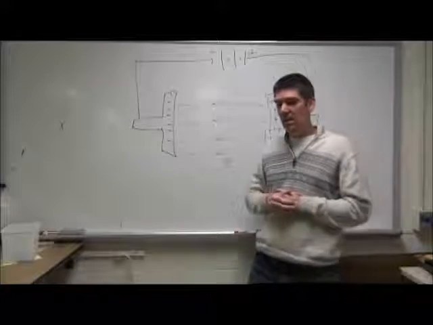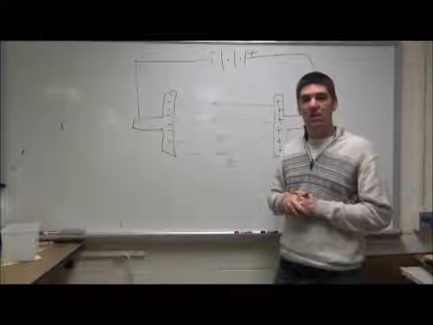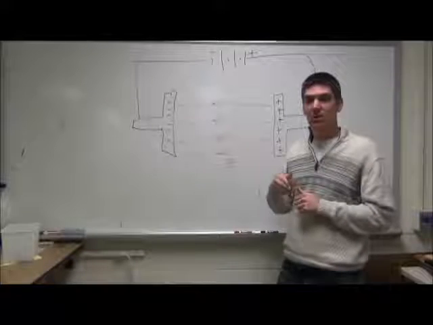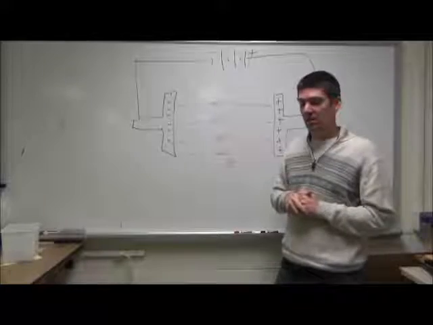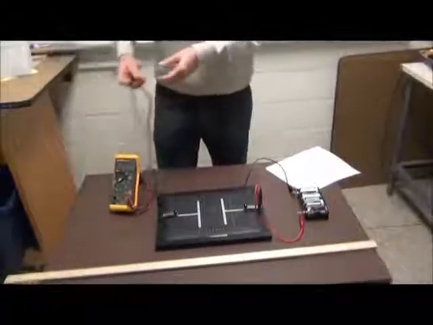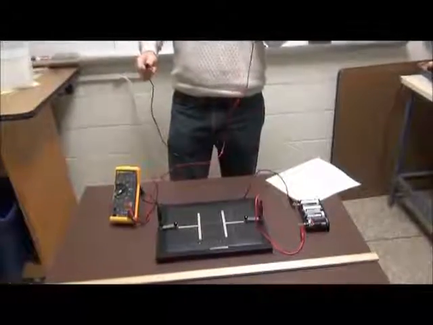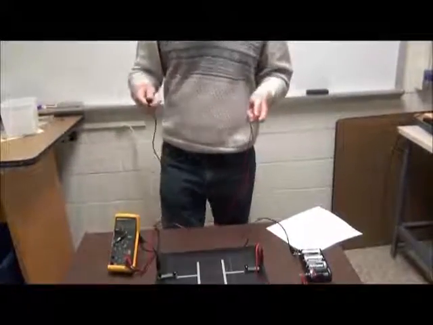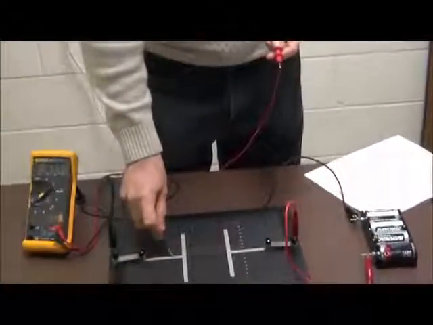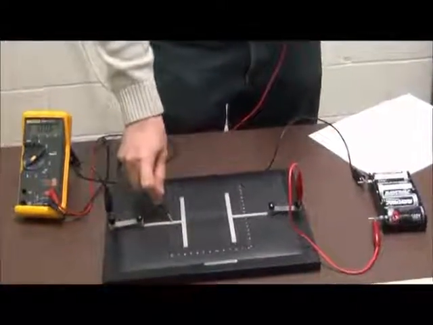Okay, so in the next thing I want you to notice, I'm going to make some measurements with the voltmeter, and I want you to write down the measurements because you're going to need these for class. So I'm going to take my voltmeter. I've got the red end in my left hand, black end in my right hand, and I'm going to keep the black end on this electrode here, which is attached to the negative end of the battery.